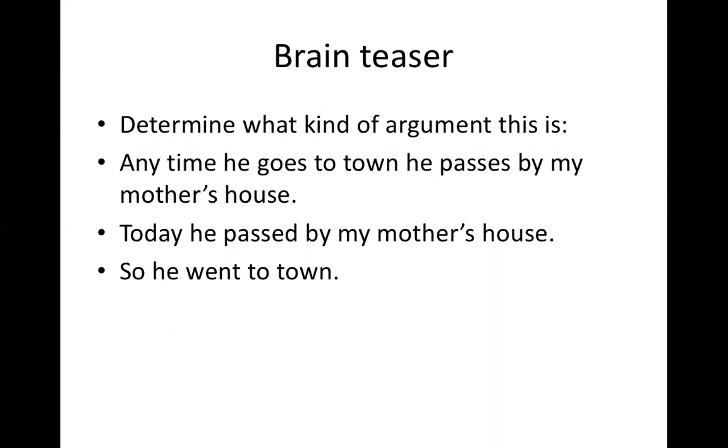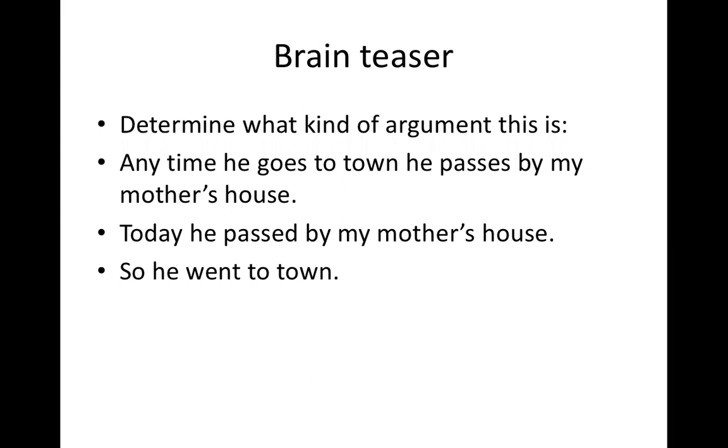So the part of the sentence that begins with if is the antecedent, and that's going to town. And then the other part that begins with then is the consequent. That's passing by my mother's house. So that is how we discover the antecedent.